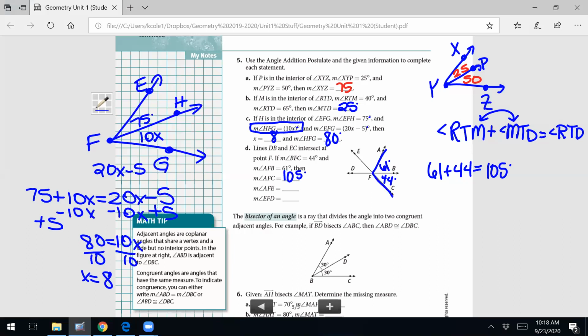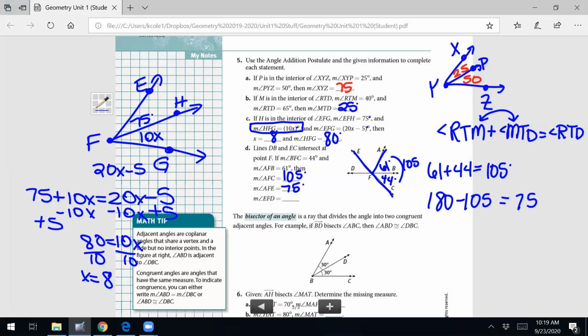That's right, because these are supplementary. Okay, those are supplementary angles, which means they form a straight line. So we already know that this segment here is 105. So we just are going to do 180 minus 105, which gives me 75. Everybody okay with that one?